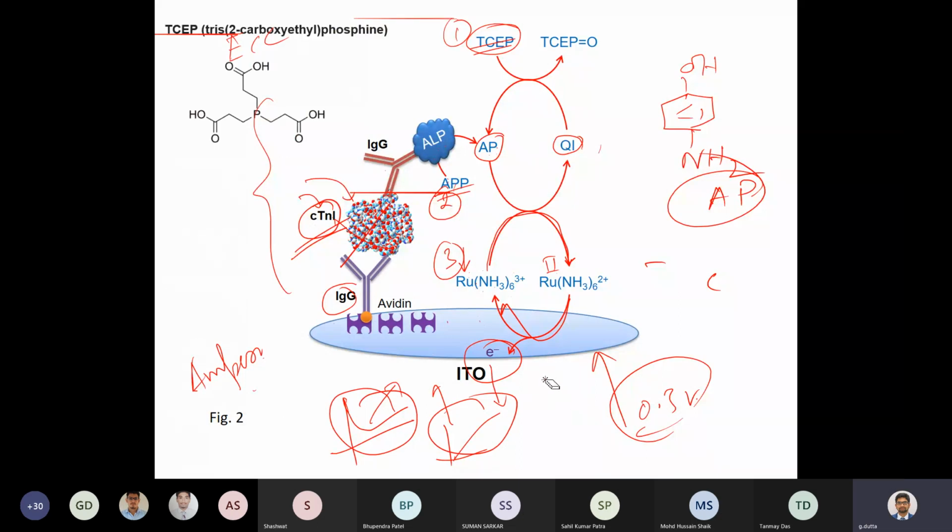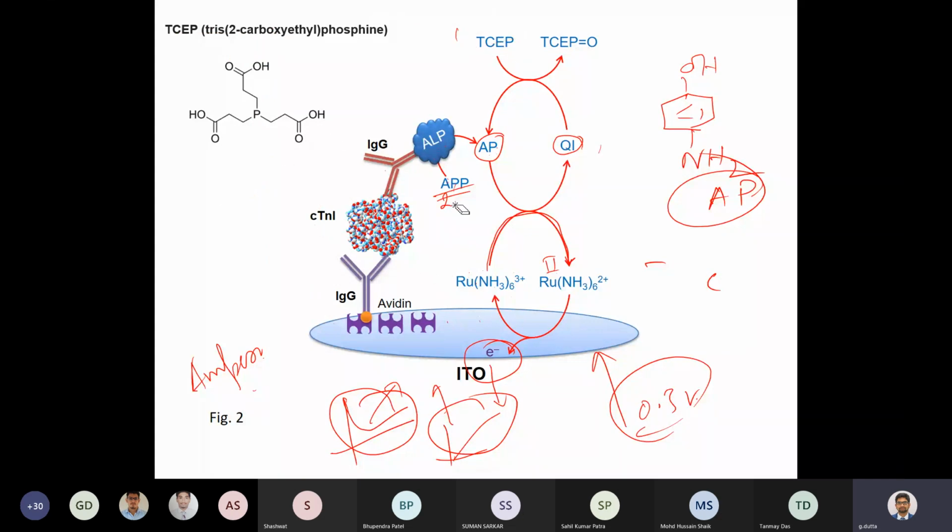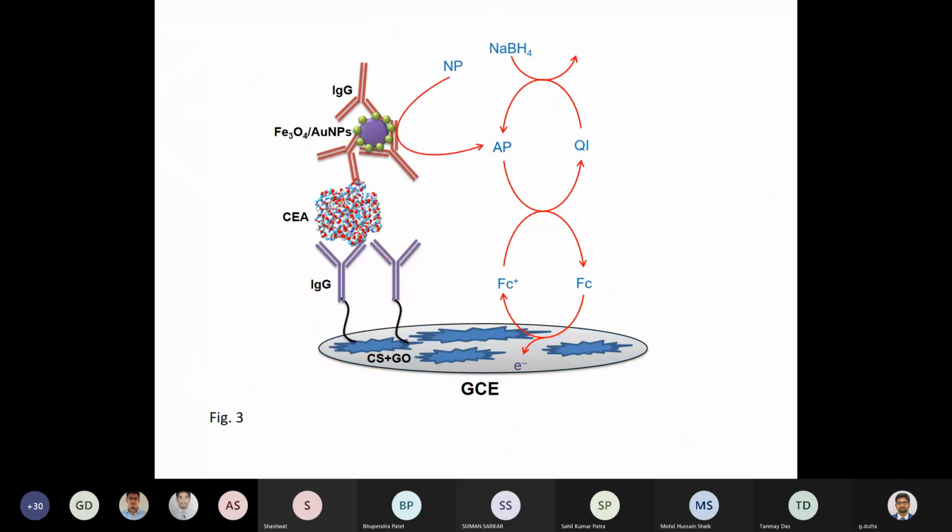Okay, now next. Here I showed the T-shape structure, but you have to remember this one. This is the structure of the T-shape. Now I will ask you some questions here.